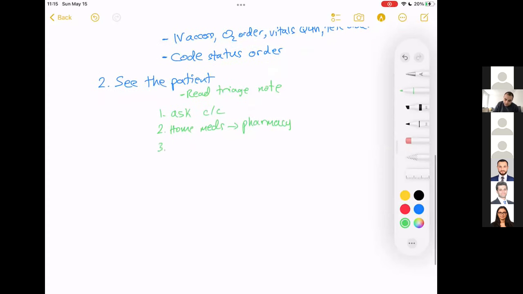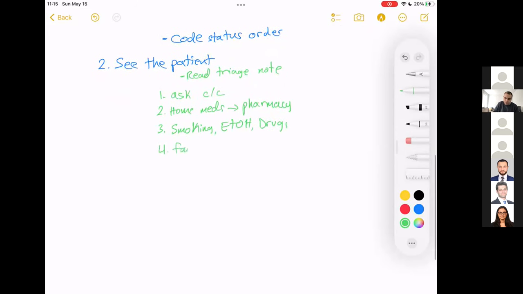And then I try to establish some social history, you know, smoking history, alcohol. You'll see this ETOH, it's alcohol. I wasn't used to it, that's why I'm saying it. If they use drugs, etc., all that stuff, okay? And then I also try to establish family history.